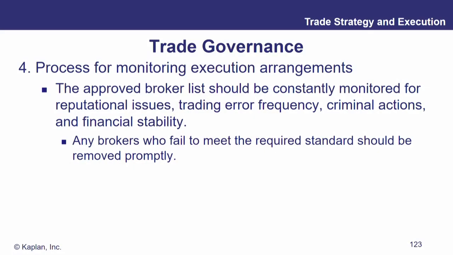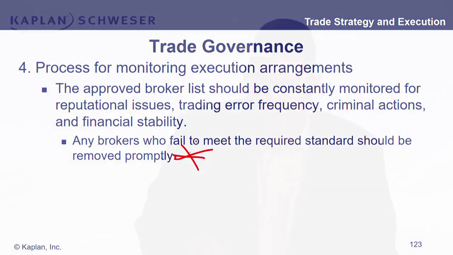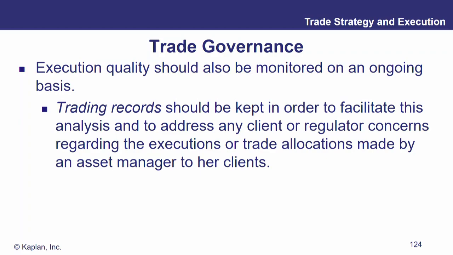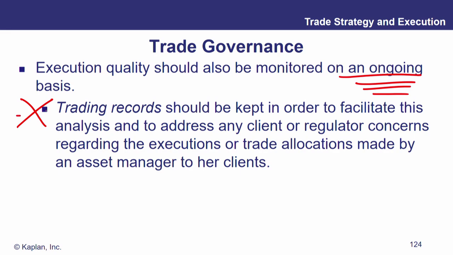Okay? And any brokers who fail to meet these standards, they have to be removed. Okay? So that's the ultimate goal here. If you don't meet these requirements, I'm taking you off our list. We can't work with you anymore. And if they're off the list, there's no way somebody can work with them. Okay, and we make it clear that you have to trade with approved brokers that are on our list. Okay, so execution quality is also going to be monitored on an ongoing basis. You can't just look at one trade. It's a process.